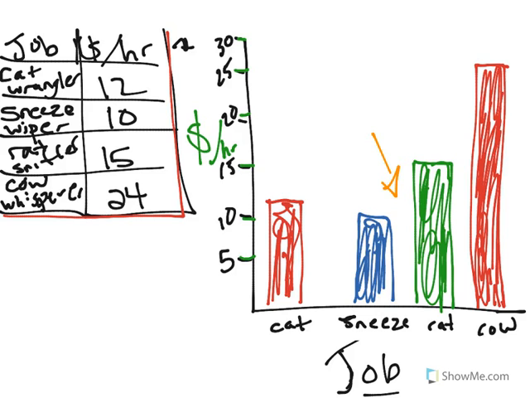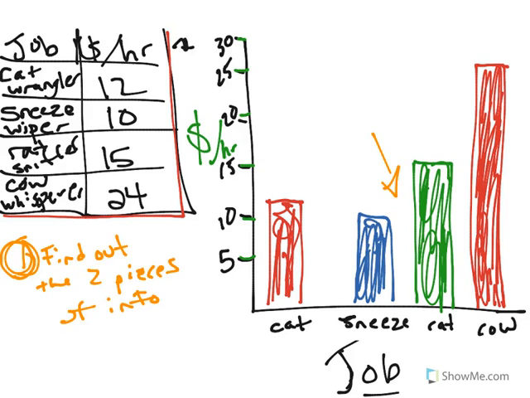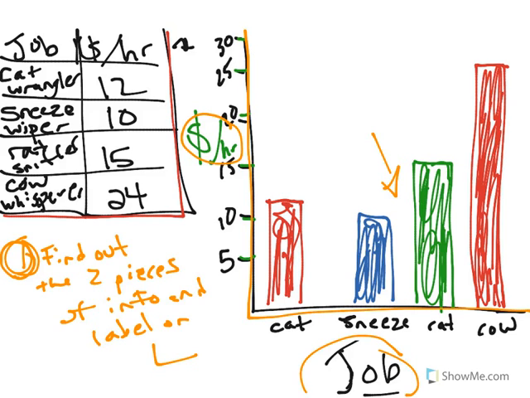The most important steps to making a bar graph are, number one, you need to find out the two pieces of info and label them on the L. And remember, when we did this L right here, the two pieces of information were the dollars per hour and the job.